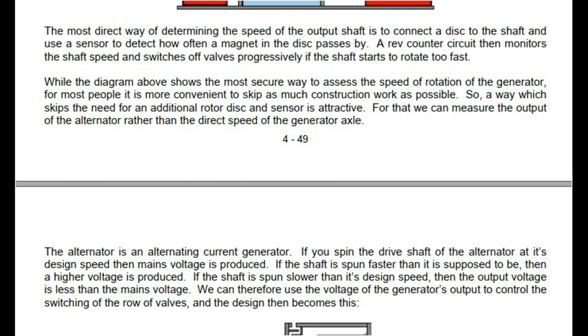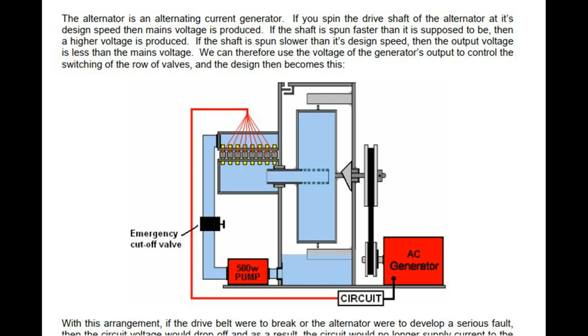The alternator is an alternating current generator. If you spin the drive shaft of the alternator at its design speed, then mains voltage is produced. If the shaft is spun faster than it is supposed to be, then a higher voltage is produced. If the shaft is spun slower than its design speed, then the output voltage is less than the mains voltage. We can therefore use the voltage of the generator's output to control the switching of the row of valves, and the design then becomes this.